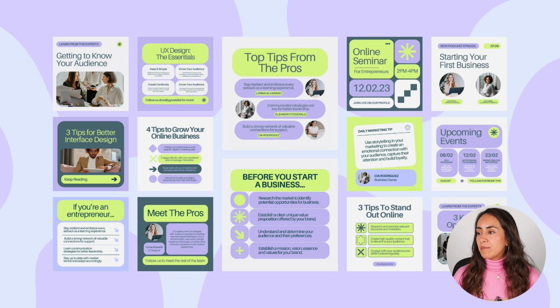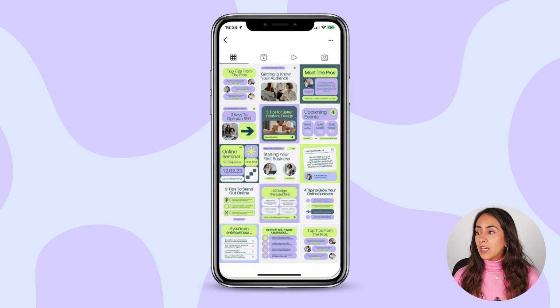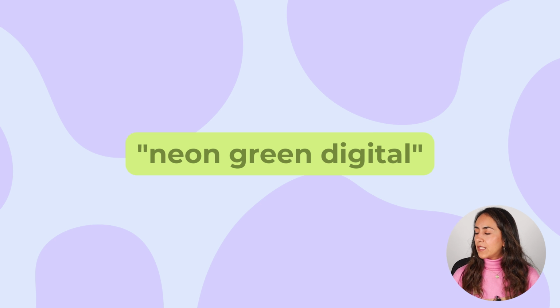This is collection number 1 and this is a mock-up of what it would look like on your Instagram feed, and this is the keyword to find the collection: "neon green digital". And pay attention because this keyword has quotation marks. These are very important if you want to find this collection.